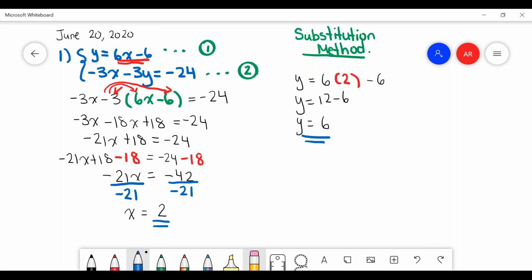So we've discovered our x and y values, but there's just one final step we need to do. And this is to write our x and y values in coordinates. So the reason we're writing them as a pair of coordinates is because these two equations, y equals 6x minus 6 and negative 3x minus 3y equals negative 24, are both equations for lines. And by finding out our x and y values, we are basically finding out the intersection point of those two lines.